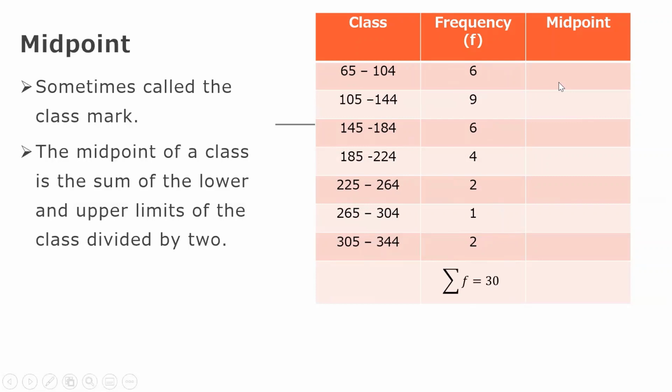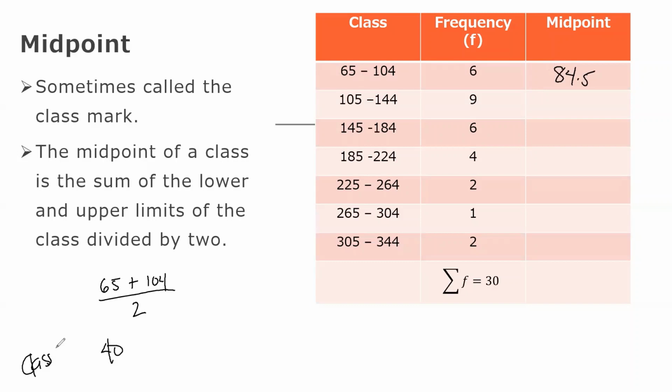Now how are we going to find the midpoint? The midpoint, again, is the sum of the lower limit and the upper limit divided by 2. So for the first class, the lower limit is 65, plus the upper limit, which is 104. Now just divide it by 2 to find the midpoint. So that is 65 plus 104 divided by 2. So we have 84.5.